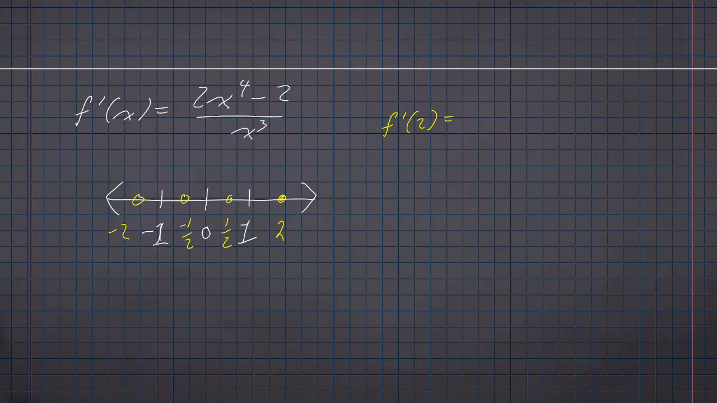F prime of, I should start at negative 2, is going to be 2 times negative 2 to the fourth minus 2 all over negative 2 cubed. Negative 2 to the fourth is 16, times 2 is 32, minus 2 is 30. Negative 2 cubed is negative 8. We could reduce the fraction, but the only thing that really matters is that this is less than 0. So in this range over here, f prime is negative. Again, f prime can only change from negative to positive at critical values. That was the whole idea of critical values.